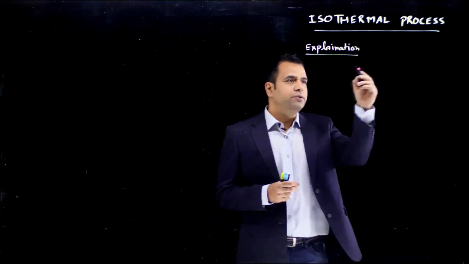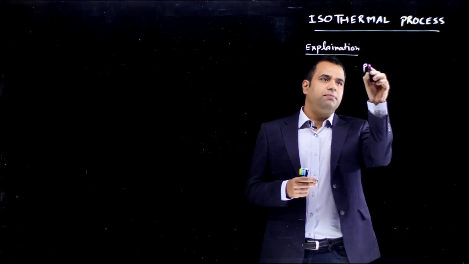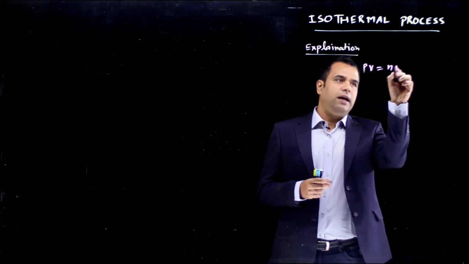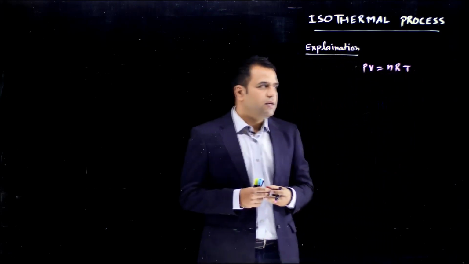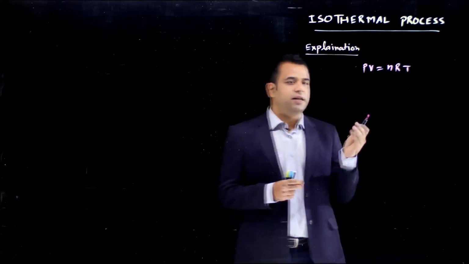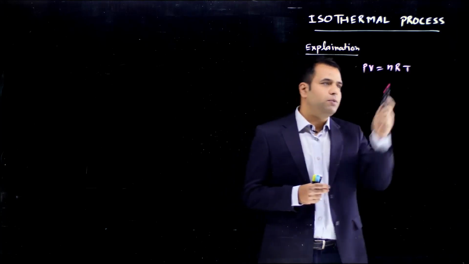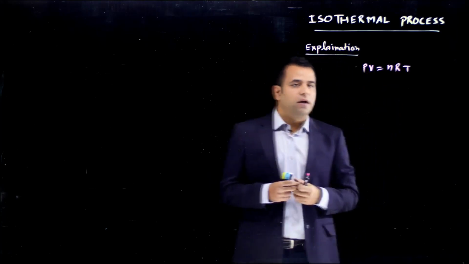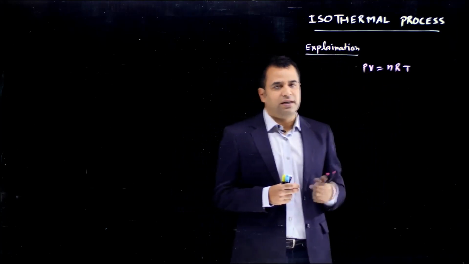So as you already know, the ideal gas equation is PV = nRT. If the system is closed, generally the value of n is constant. So in this equation, you see there are three variables. One is pressure, second is volume, and third is temperature. And with three variables, we don't proceed generally.